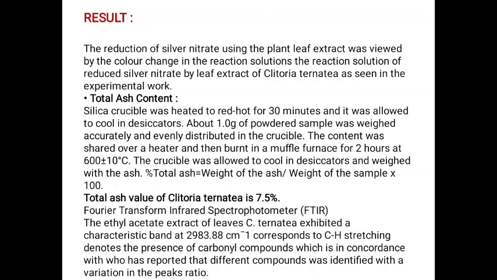The Fourier transform infrared spectrometer. The ethyl acetate extract of C. ternatea exhibited a characteristic band at 2983.88 cm⁻¹ corresponding to CH stretching, denoting the presence of carbonyl compound, which is in concordance with the previous report where different compounds were identified with the variation in the peak ratio.